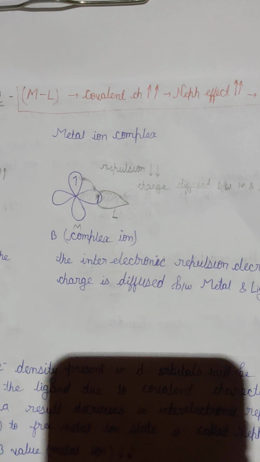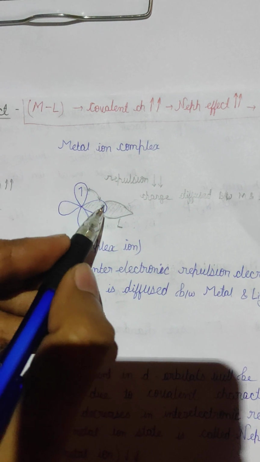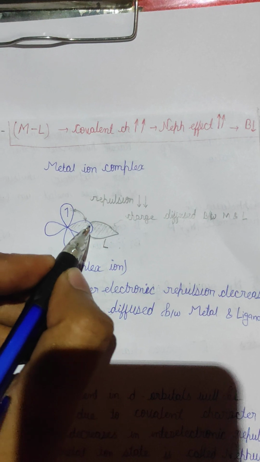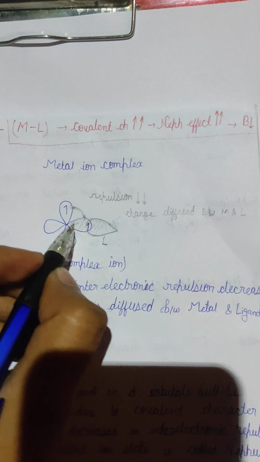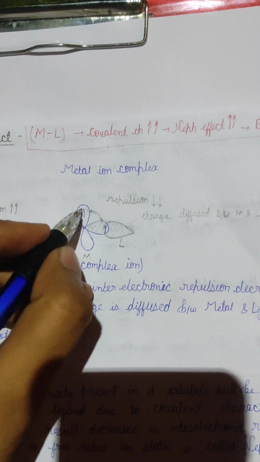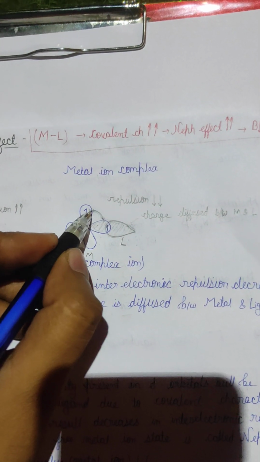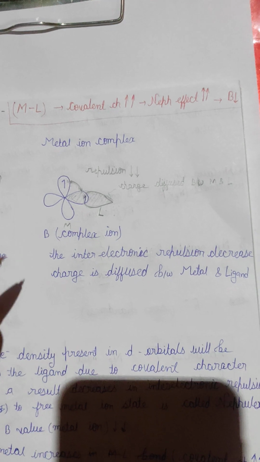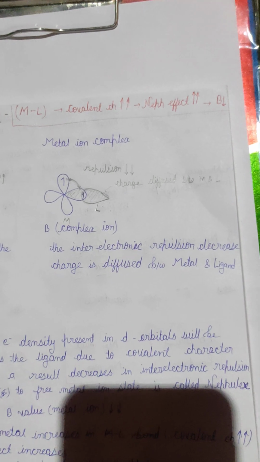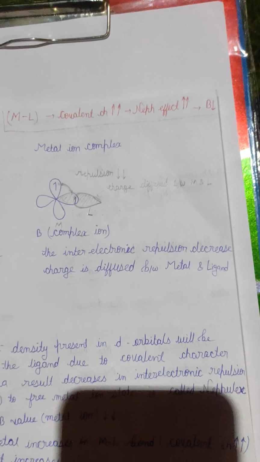But when complex formation happens, the ligand comes. The orbital of the ligand overlaps with the orbital of the metal ion, and then the electronic charge is distributed over the whole cloud. Because the charge is distributed over the whole cloud, the repulsion between these two will be less. So the decrease of the repulsion is called the Nephelauxetic effect. The Nephelauxetic effect is nothing but the decrease of repulsion during the formation of the complex.